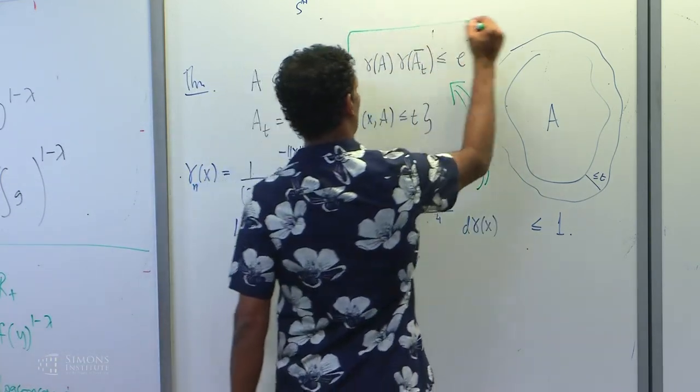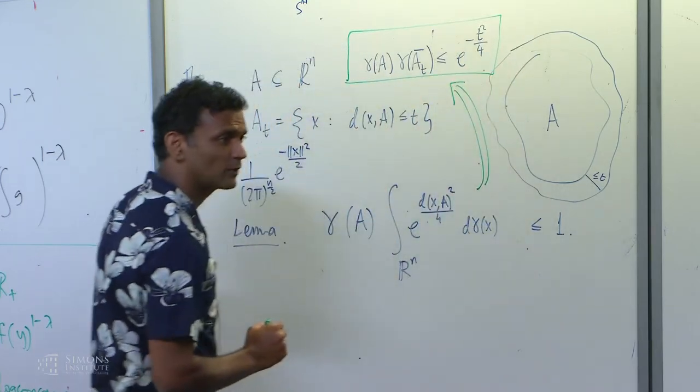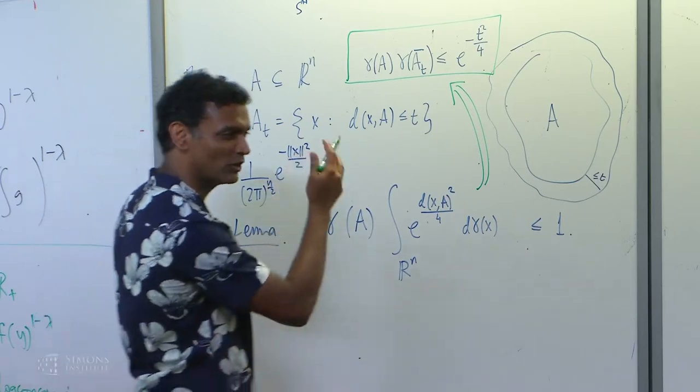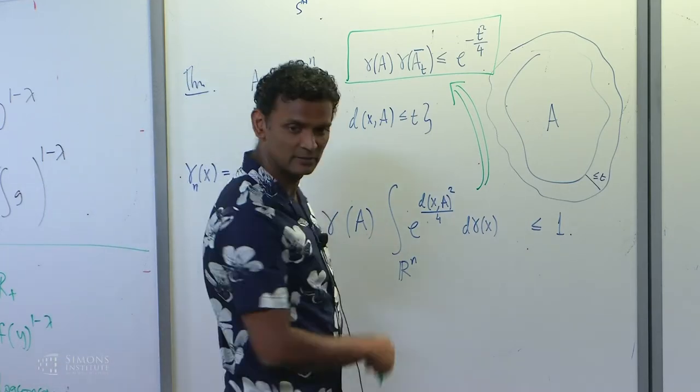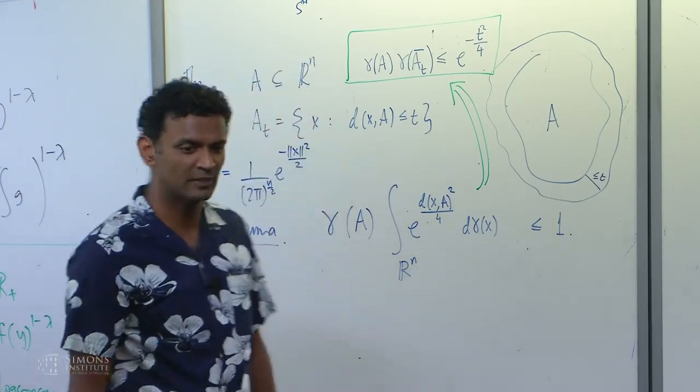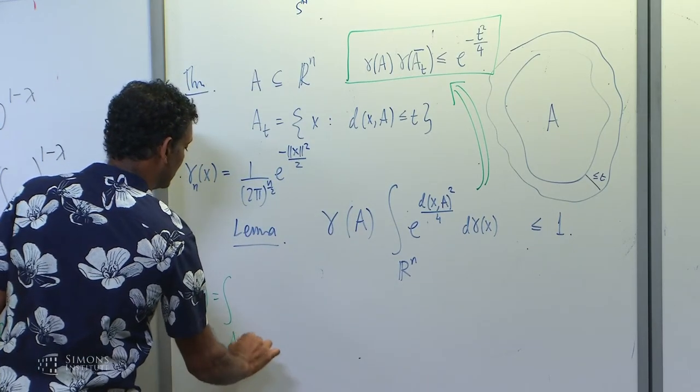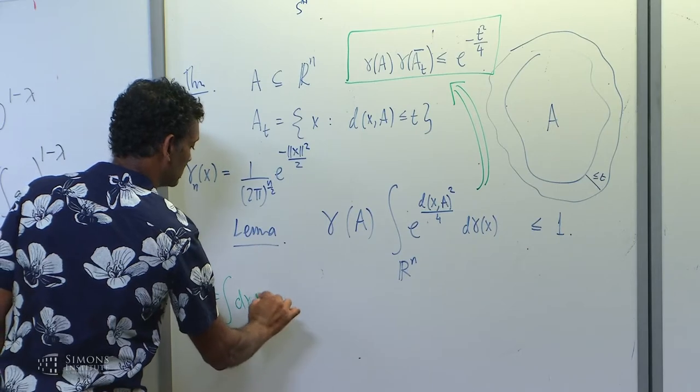Okay, that's the actual. And that implies that. It's close, up to constants, right. Right, so what is gamma of A? The Gaussian measure. So gamma of a set is just the integral over the set of the Gaussian density. Okay, sure, thanks.